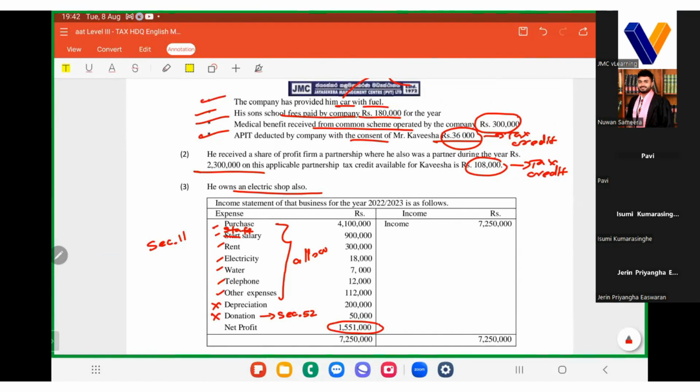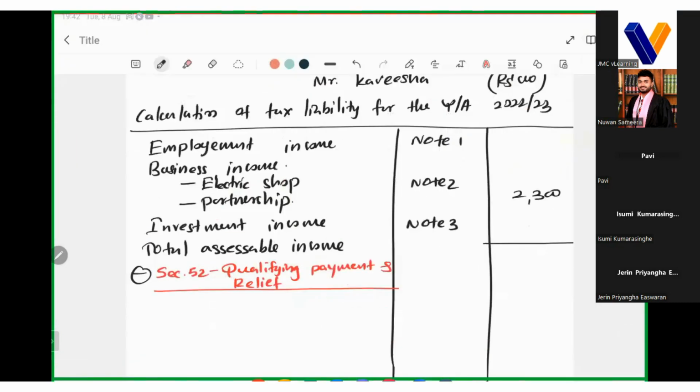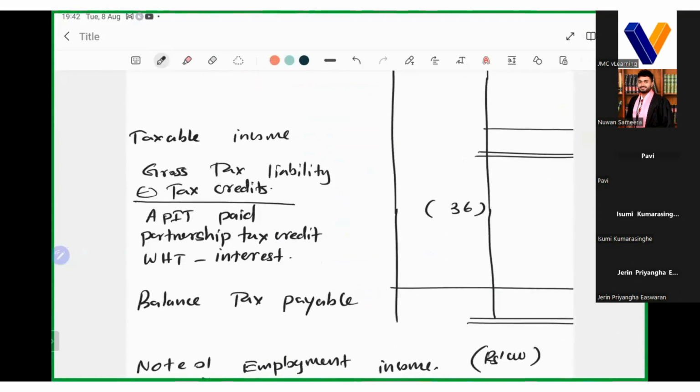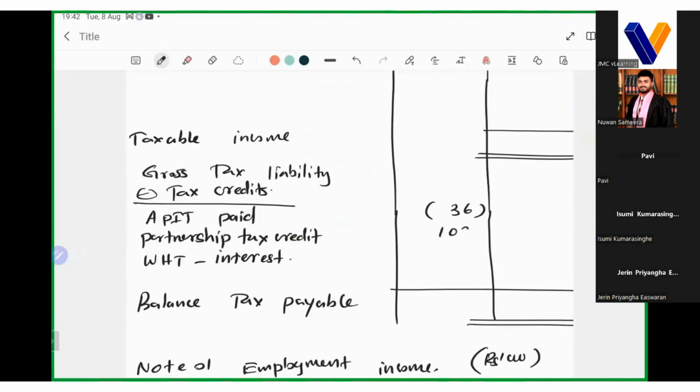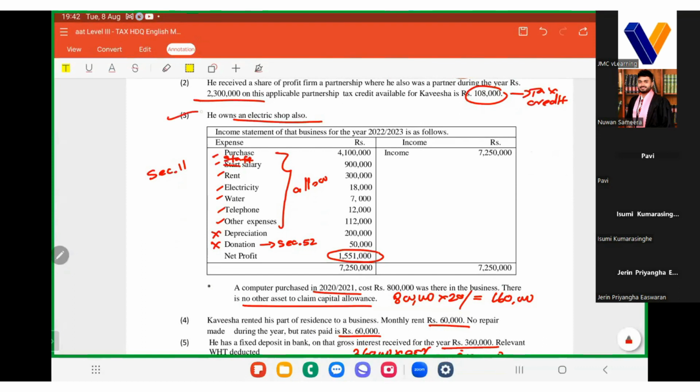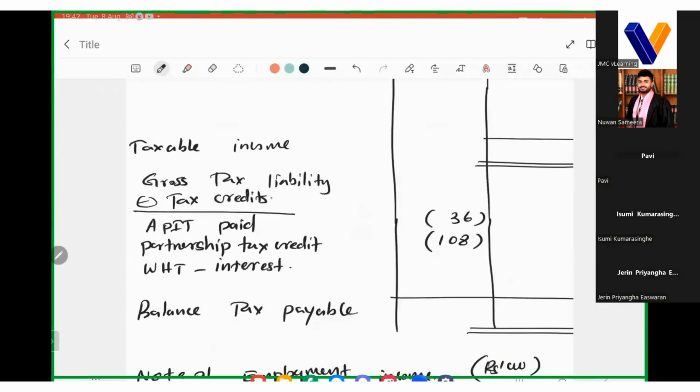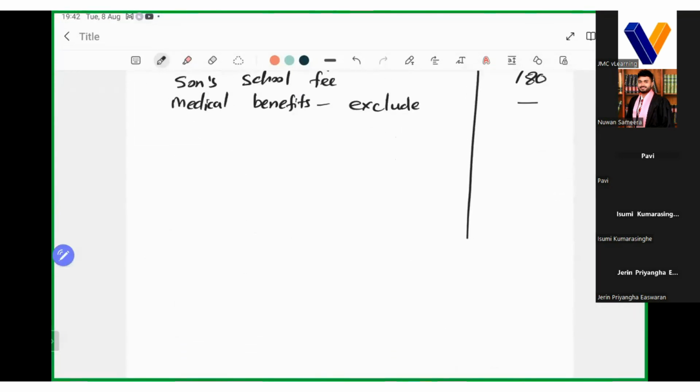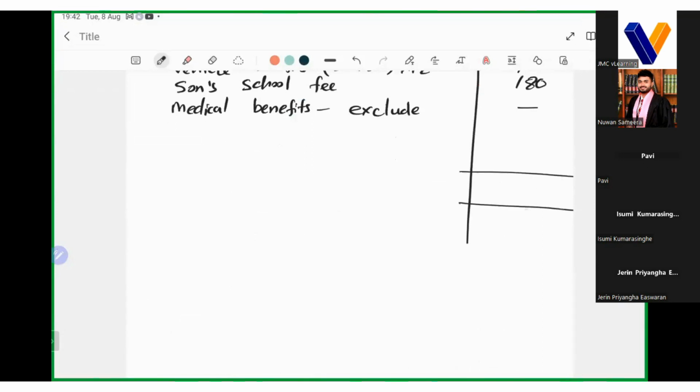So that 108,000, you need to take as a tax credit under that. Yeah, that is the only application about that tax credit. So then we can move into the second note. So note number 2. So you can get the total balance here, right? Later, the note 2.